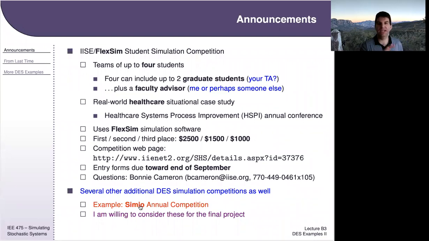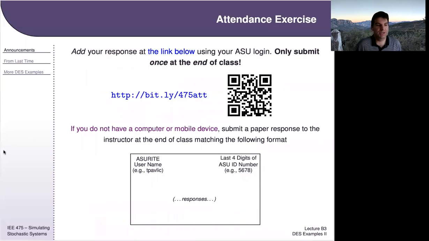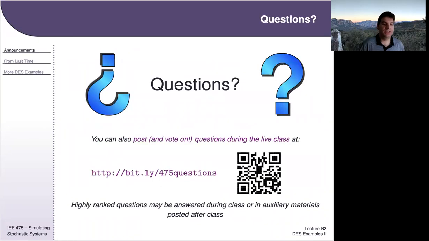So just let me know if you're interested in those instead of the Arena competition, and we can talk about doing those instead. And if you find any other discrete event system simulation competition, we can also talk about that. All right, so any questions about things that are due, things that are coming up?